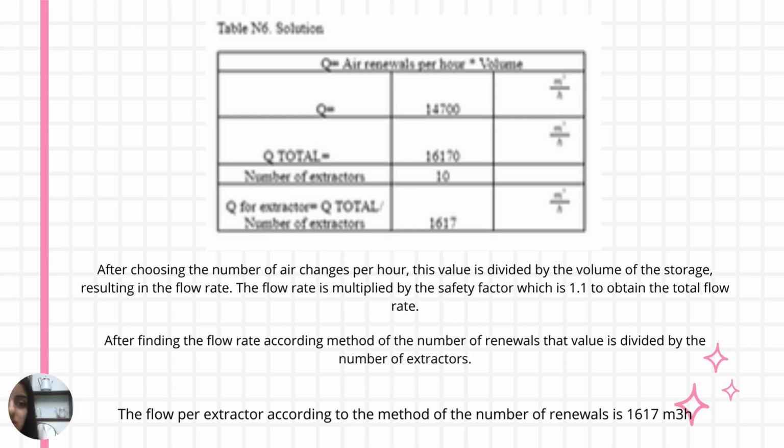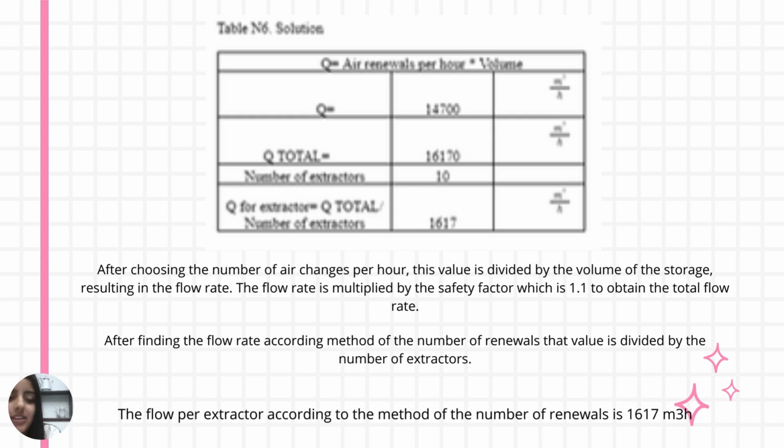Table number 6, solution. After choosing the number of air changes per hour, this value is multiplied by the volume of the warehouse, resulting in the flow rate. The flow rate is multiplied by the safety factor, which is 1.1, to obtain the total flow rate.